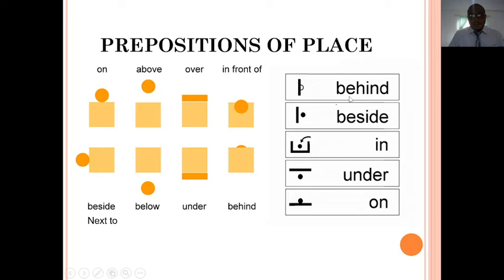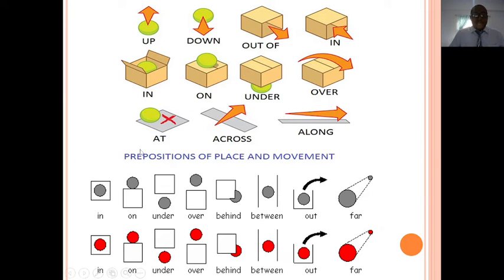So let's look at also these ones. Behind, beside, in, under, on. So these are some of the prepositions of place that we are going to use as we are giving our directions. Next, let us proceed and look at other prepositions of place and movement. So these are prepositions of place and movement.